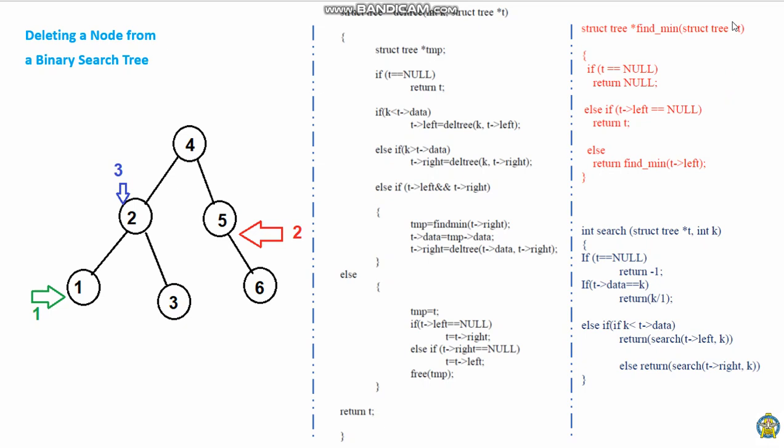Dear friends, we are now going to see the program as functions, how to see the deletion in a binary search node. So we have explained the three cases in which deletions take place. Now we are going to see how it can be done.